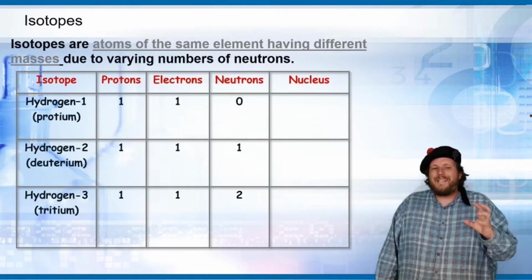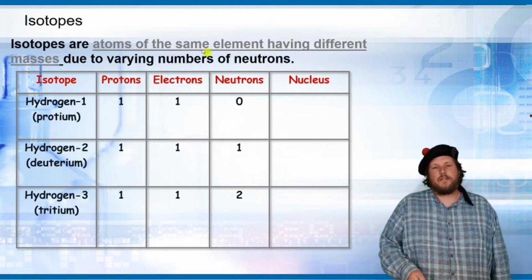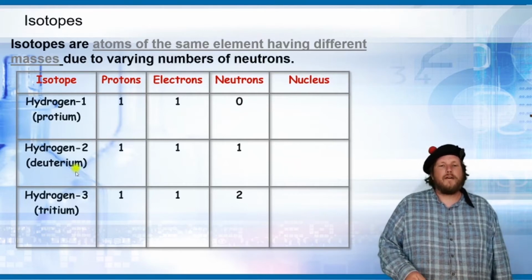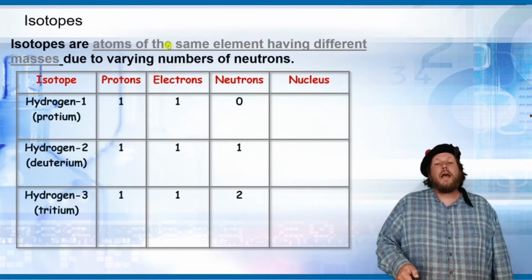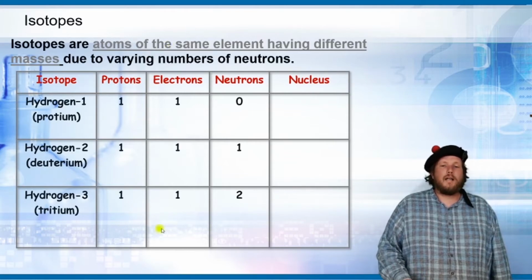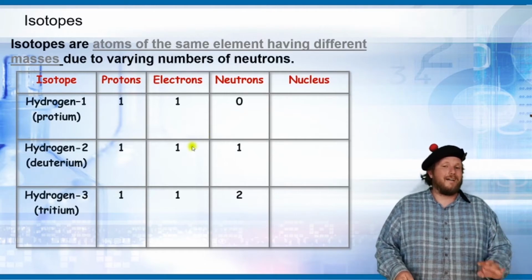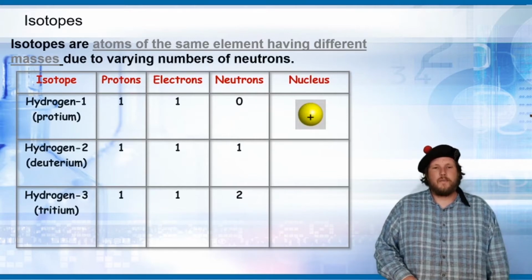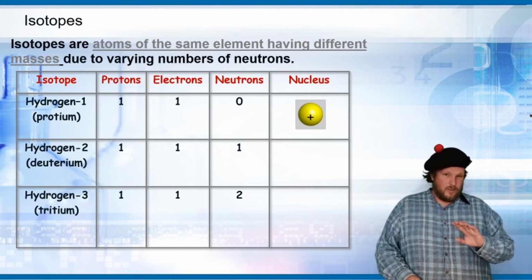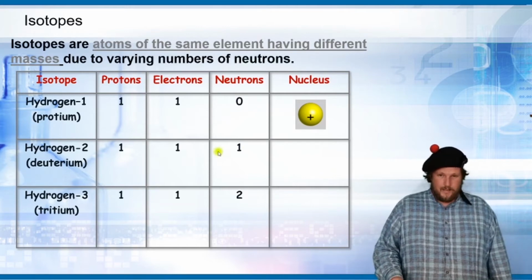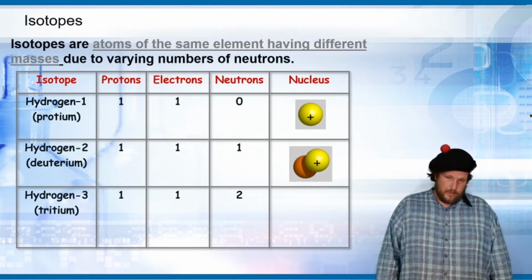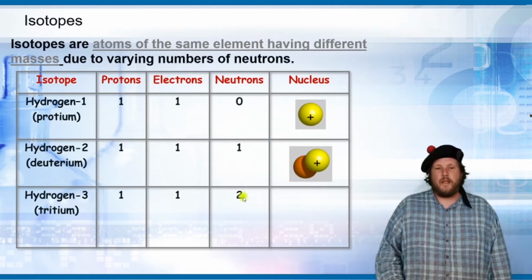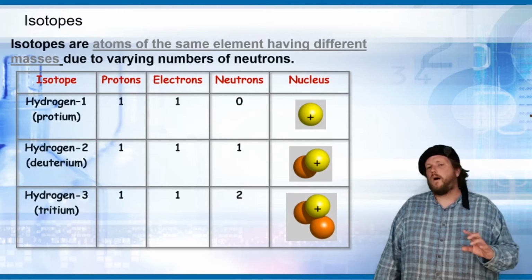So the identity of an element is based on the protons. So all hydrogen atoms will have 1 proton. To balance that charge, they must also have 1 electron, assuming they're not an ion of some sort. But hydrogen 1, called protium, has 0 neutrons. Hydrogen 2, also known as deuterium, has 1 neutron. Its nucleus looks like this. And then hydrogen 3, or tritium, has 2 neutrons and 1 proton.